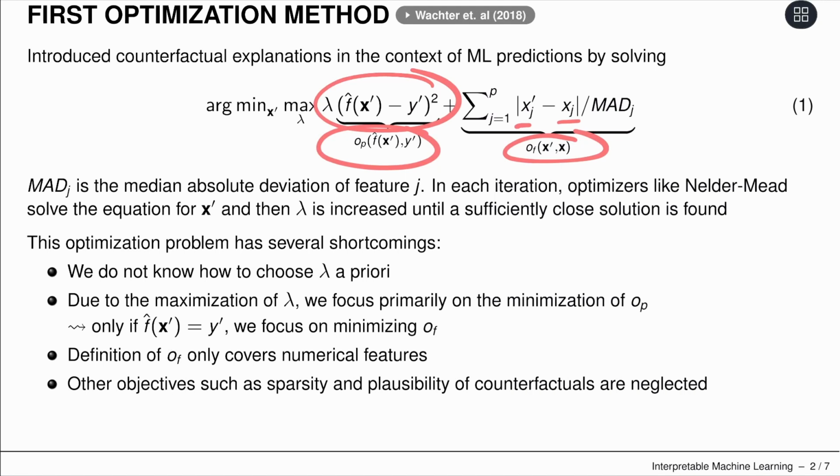That we now can scale for different kinds of features. So we have here the sum over all the features. We're scaling that by the median absolute deviation of feature j.